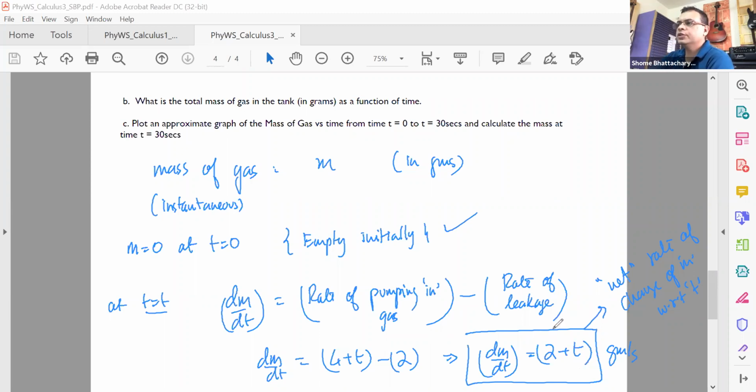Okay, so hope the first part is clear to all of you. Any doubt, please let me know. Yes, very good, that's correct. Sambhavi, now you understood how we got 2 plus t, no? It's the net rate of change of mass. So logically, it is the rate at which we are pumping in gas minus the rate at which the gas is leaking. Is it clear, Sambhavi? Yes, sir. Okay, very good. So now let's come to the second part.